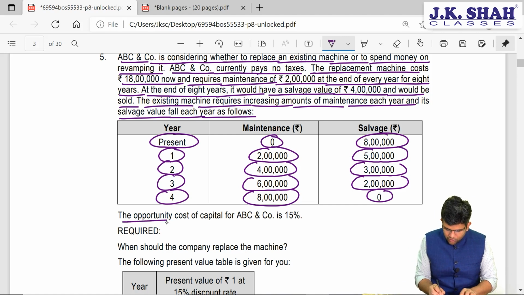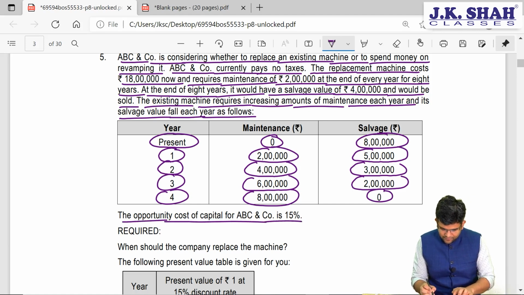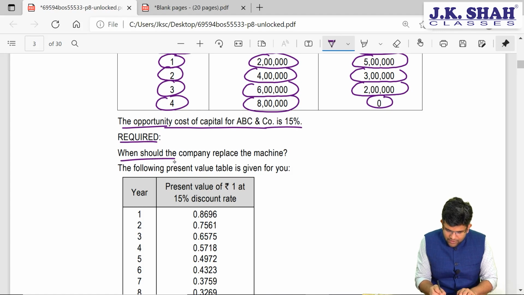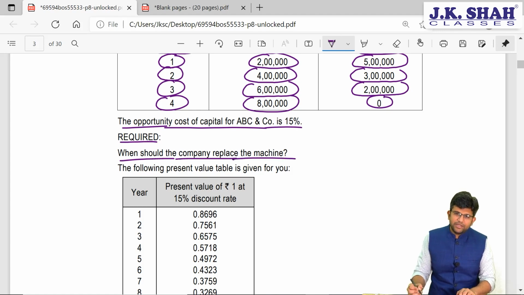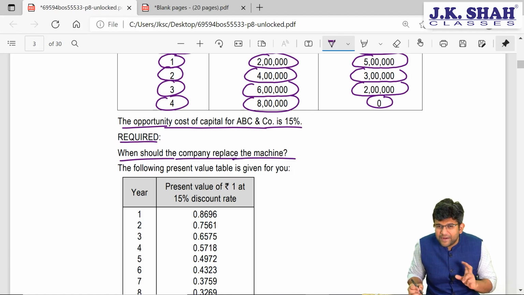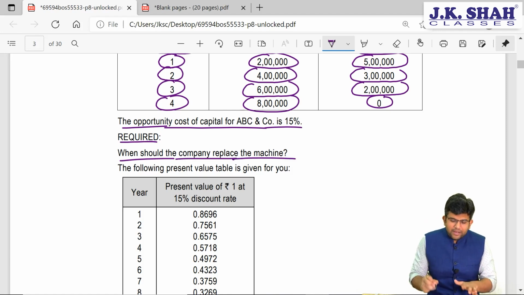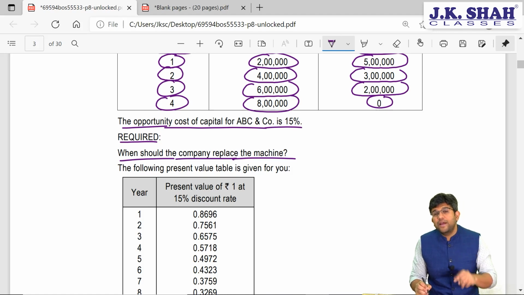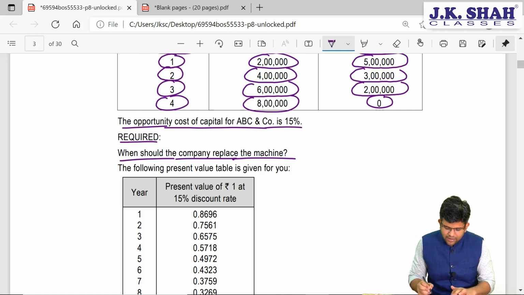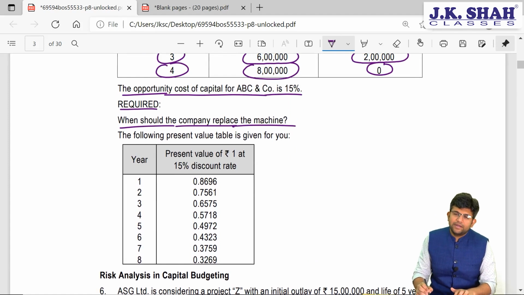The opportunity cost of capital for ABC is 15% required. When should the company replace the machine? Now children, normal replacement decision questions ask you, should you replace the machine or not? Here they are not asking you this, they are asking you when should you replace the machine, and children, this time value factors are given to you.